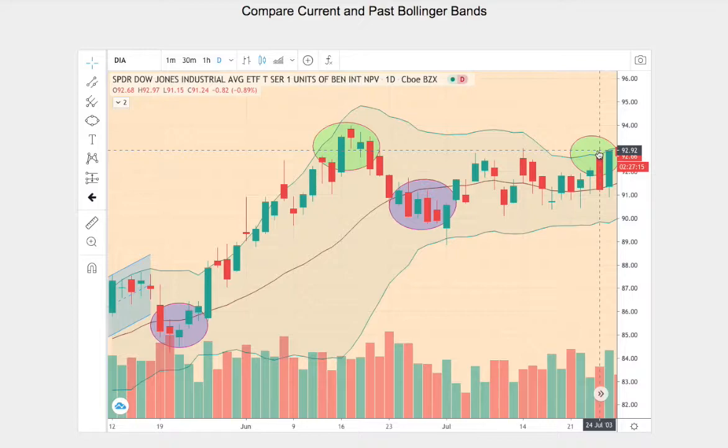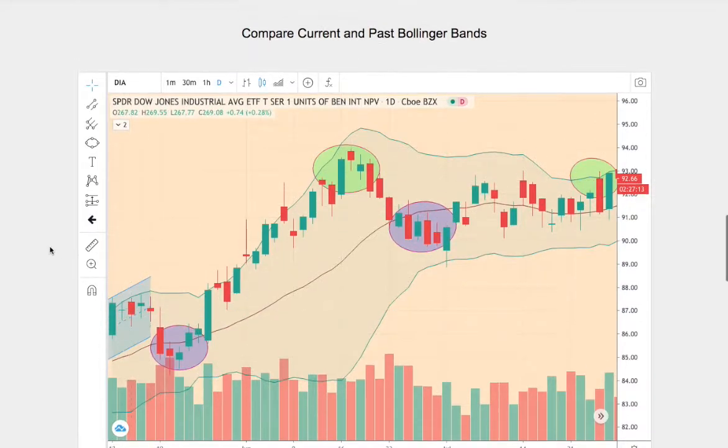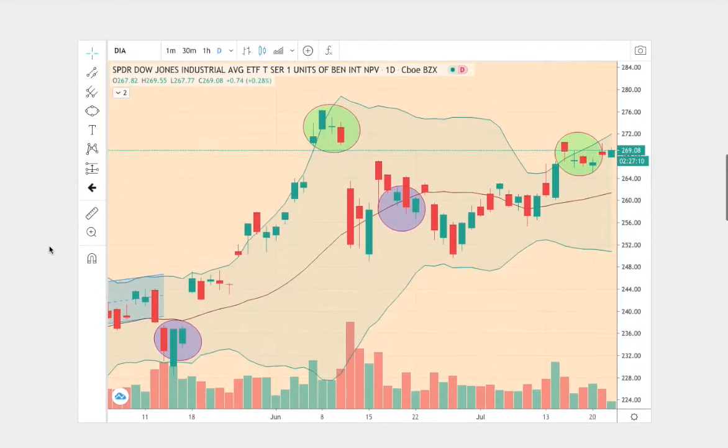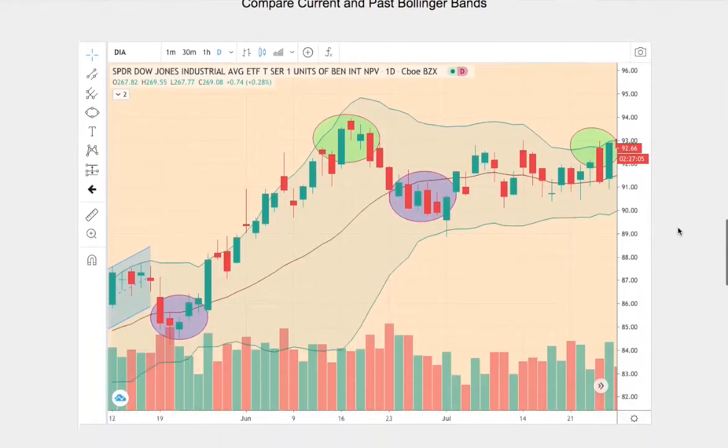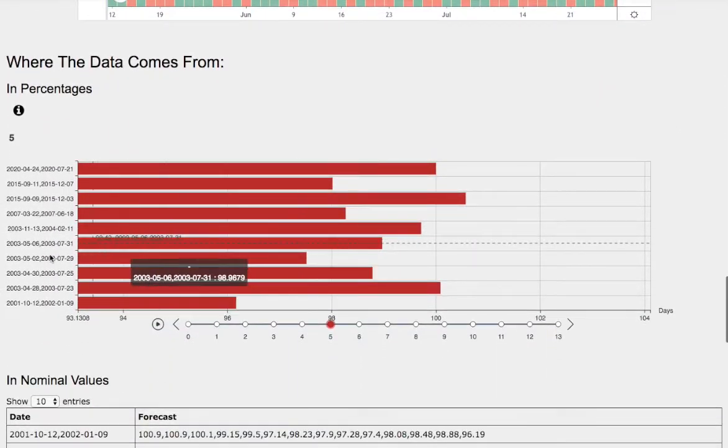So what we have here is 1, 2, 3, 4, 5 points. And on the current trend, we have 1, 2, 3, 4, 5 points. So there's reason to believe that the trends and patterns are somewhat the same. The outcome and forecast should be fairly the same.